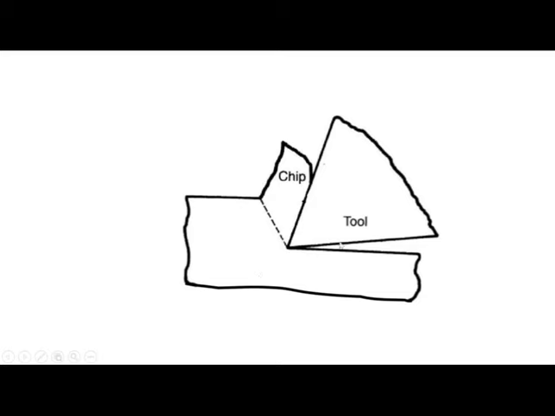Generally, this is the diagram for which we have observed the video. This is the workpiece, this is the chip, and this is the tool. The interference between the chip and tool is this portion, and the interference between tool and workpiece is this portion. So heat is generated on this portion and this portion.